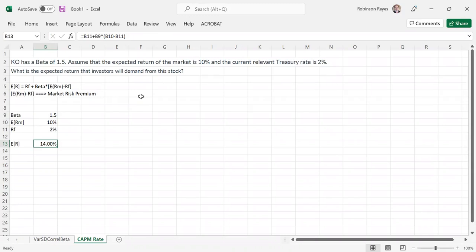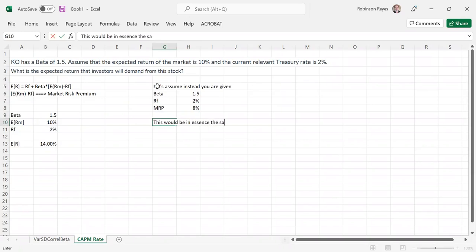One slight variation: let's assume instead you are given beta 1.5, risk-free 2%, and market risk premium 8%. So this would be in essence the same, right? Market risk premium.